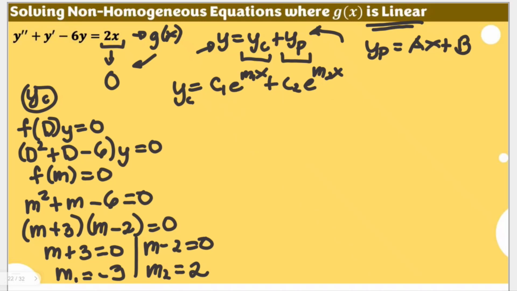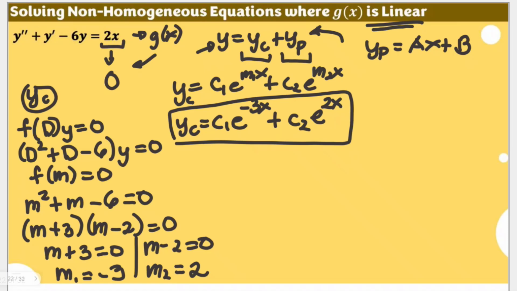Now, the roots could be interchanged. It doesn't matter, since c sub 1 and c sub 2 are arbitrary constants. So our y sub c is equal to c sub 1 e to the power of your first root, minus 3x, plus c sub 2 e to the power of your second root, 2x. This is your y sub c. So we're already done with half of the solution. The next part is for y sub p. We need to solve for the values of a and b by comparing it to our given equation.